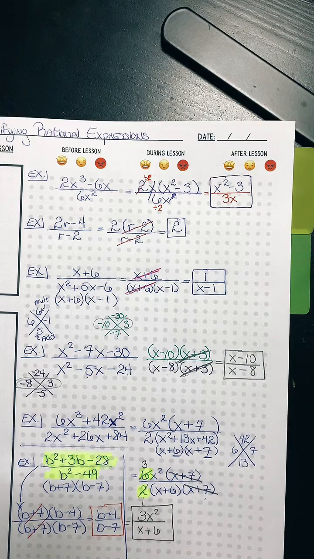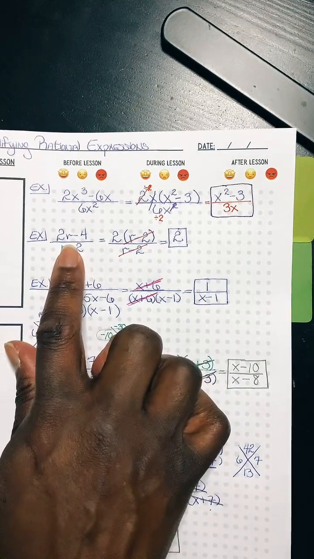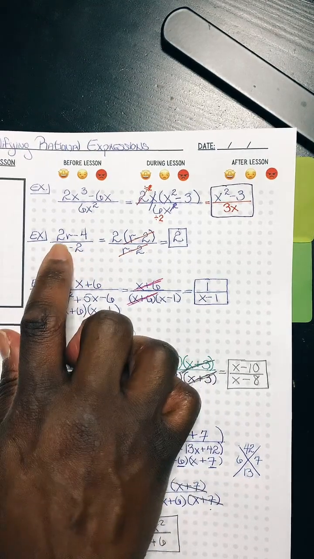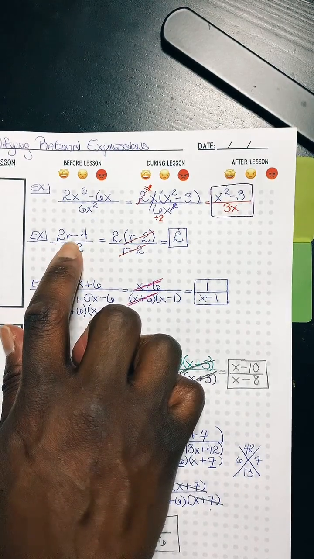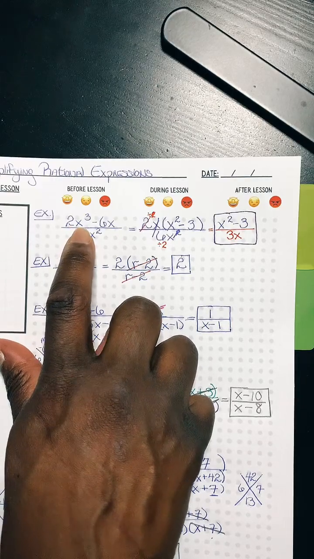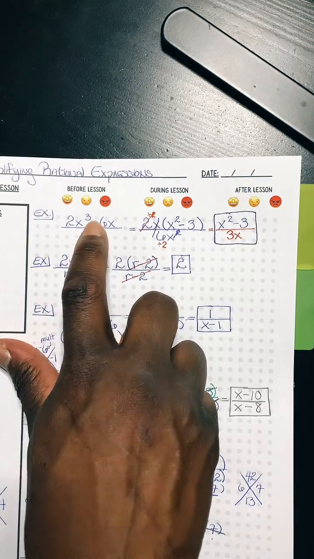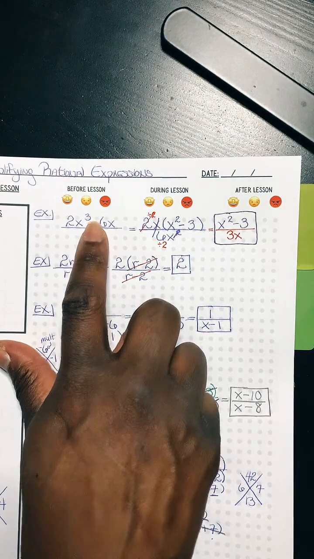Okay, what is a coefficient? A coefficient is the number that is in front of your variable. So let's say this 2r. Okay, the 2 is your coefficient. It's in front of your r. Whereas for this one, the 2 is the coefficient for the x cubed. The cube is your exponent or your degree. Okay.